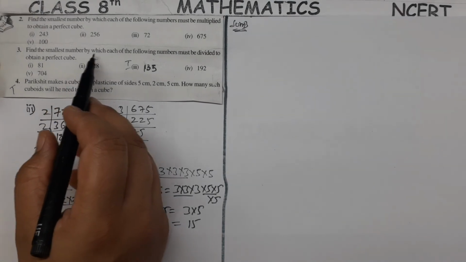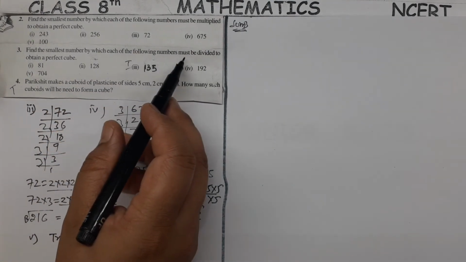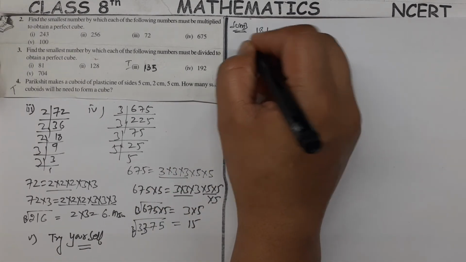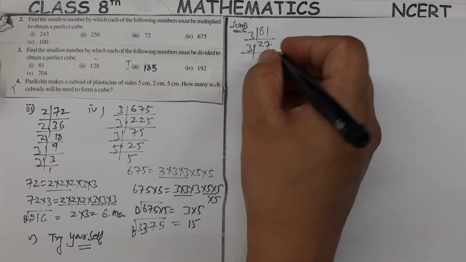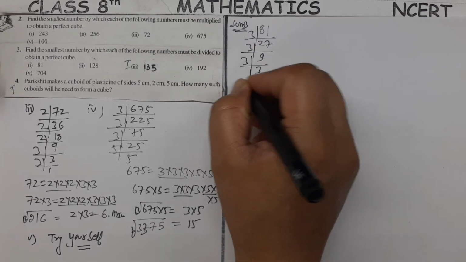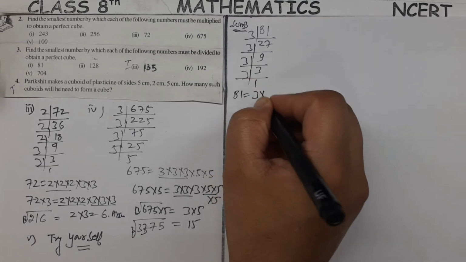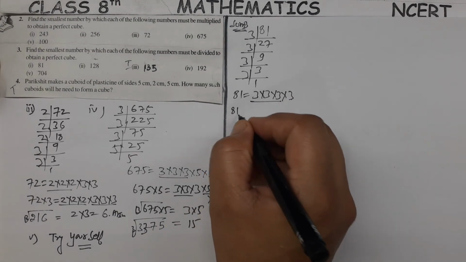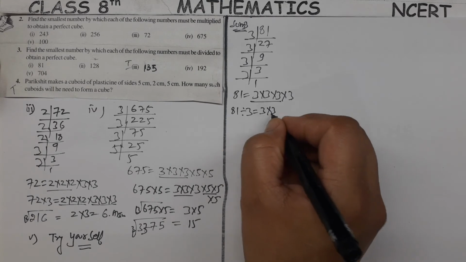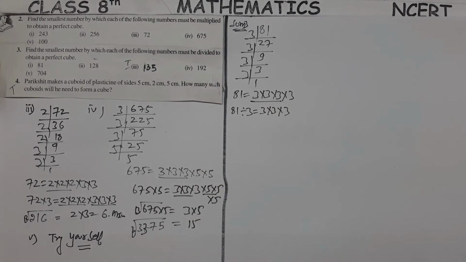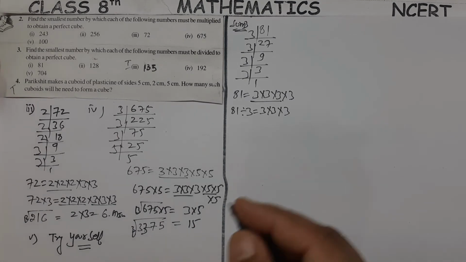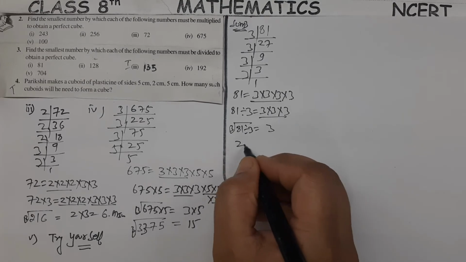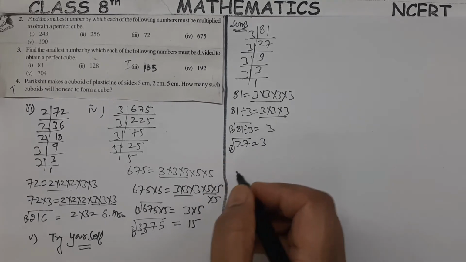Now the next is sum number 3. Find the smallest number by which each of the following numbers must be divided to obtain a perfect cube. 81, prime factors. We can write it as 3 times 3 times 3 times 3. Here the extra number is 3. That's why we will divide by 3 both sides. In division, the extra number remains out. Hence the cube root of 27, after division, is 3.